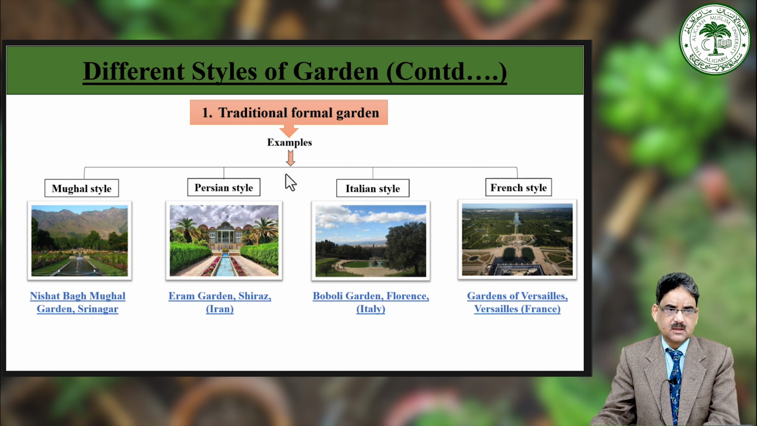Examples include the Mughal style, seen in places like Nishat Bagh in Srinagar, the Persian style, exemplified by Iram Garden in Iran, the Italian style, showcased at Boboli Garden in Italy, and the French style, illustrated by the gardens of Versailles in France.